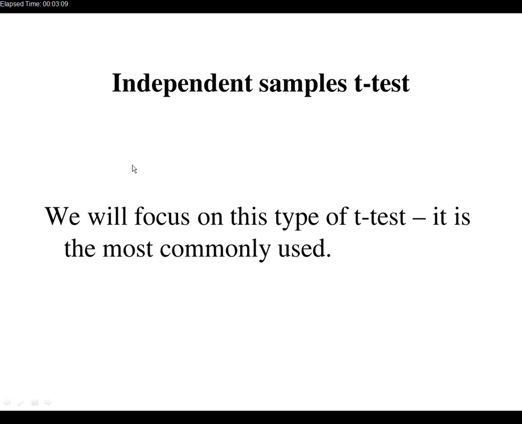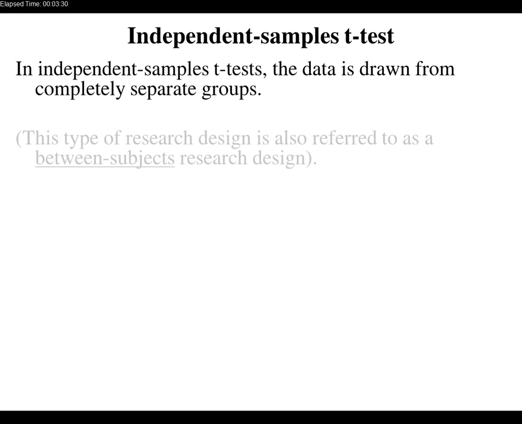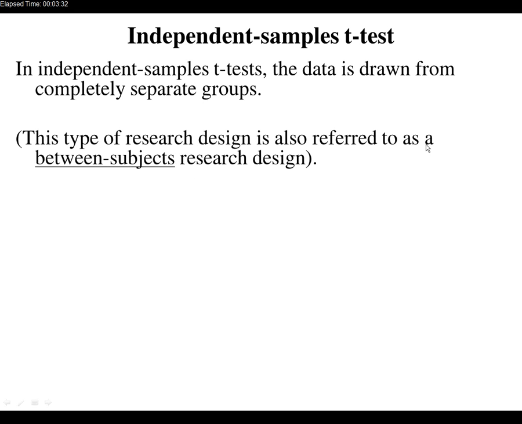Independent samples t-test is the one that we will focus on. It is the most commonly used. All right, and this is what it is about. In independent samples t-test, the data is drawn from completely separate groups. So it's not within subjects, it's between subjects. This type of research is referred to as between subjects.